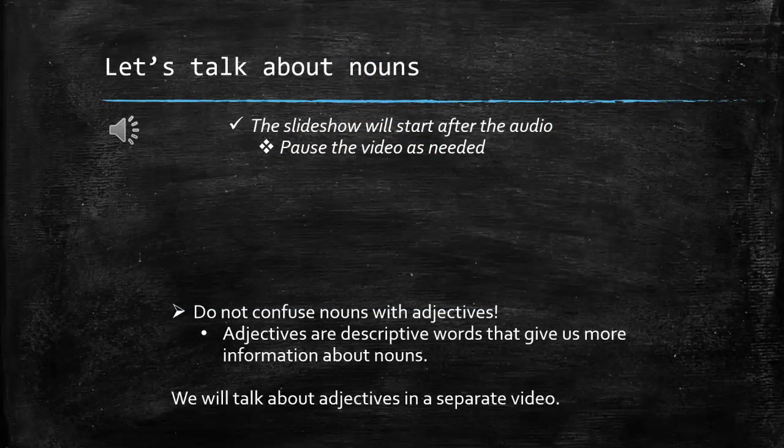Let's talk about nouns. Nouns are words that identify people, places, things, ideas, animals, etc. Nouns are different from adjectives. Adjectives are words that describe nouns. We will discuss adjectives in more depth in a separate video.